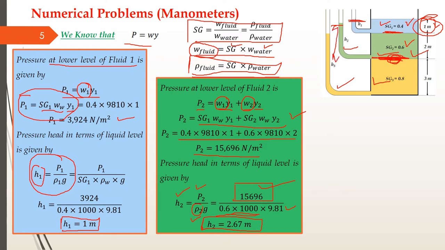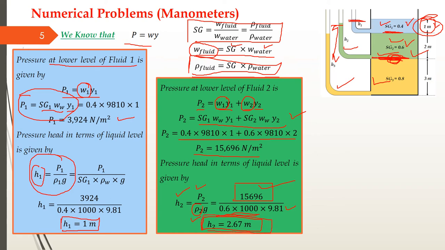So here you can see for this fluid it is not equal to 2, because we have some other fluid which is exerting some pressure on that, and that pressure can be given in terms of the head of that liquid level. So that will not be equal to this 2 meters. So it will change, as I told you, it will be different. So H2 equals 2.67 meters.